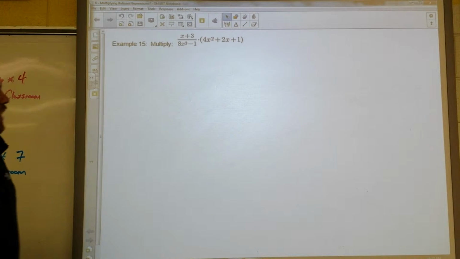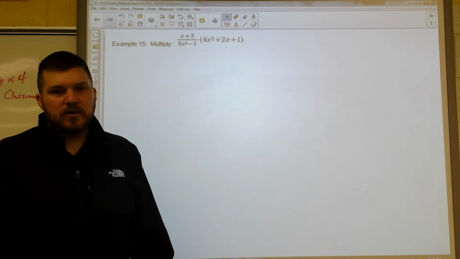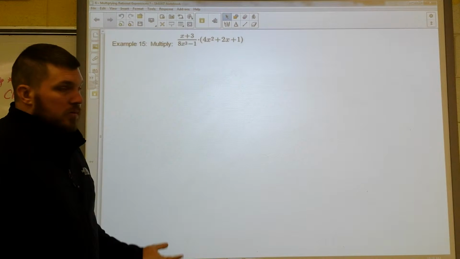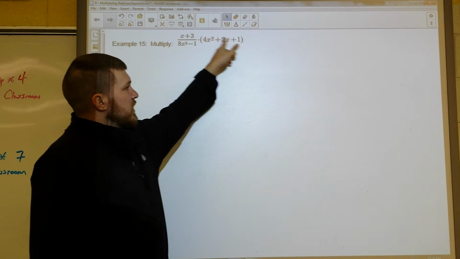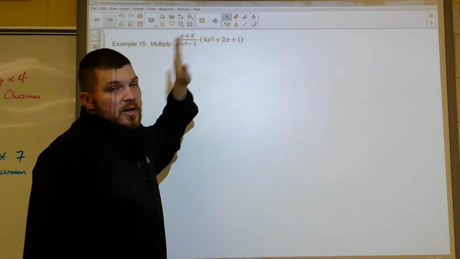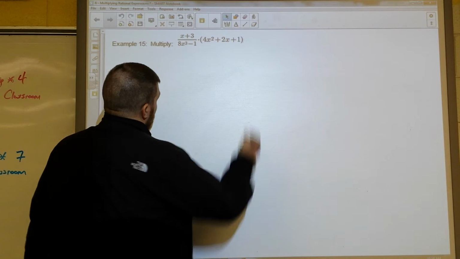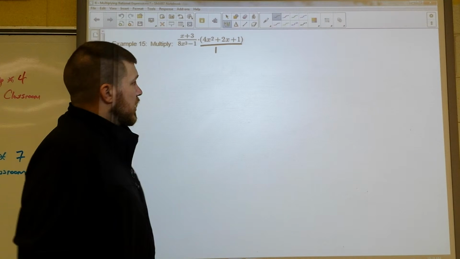Okay, a little bit more complicated now. So here I have a fraction times a polynomial. Before you freak out, like, well, how do we do that? Because all we know how to do right now is a fraction times a fraction. Let's make this guy a fraction. Any polynomial can be made a fraction by putting a 1 on the bottom. So really our original problem is saying our fraction on the left times our fraction on the right.